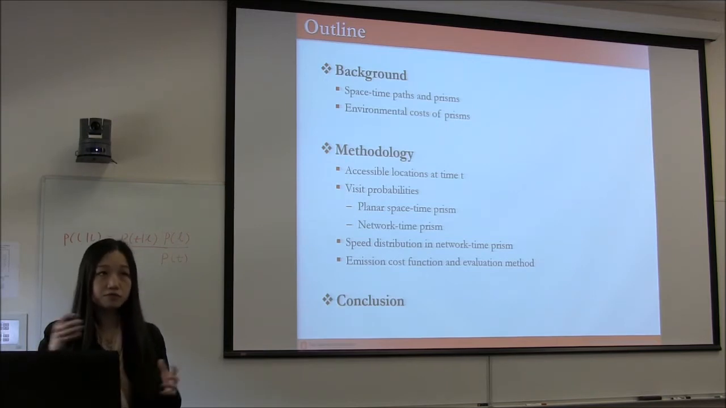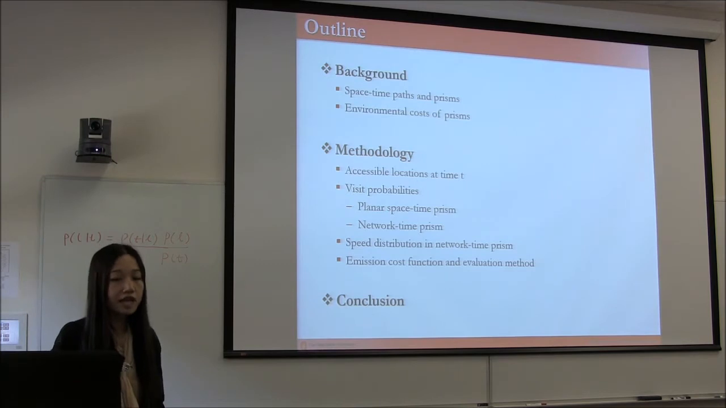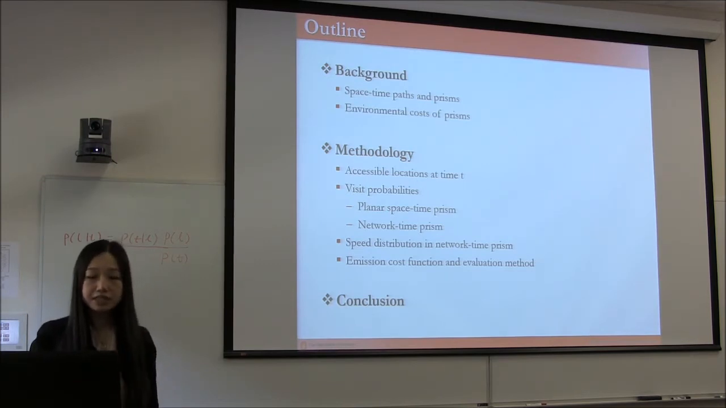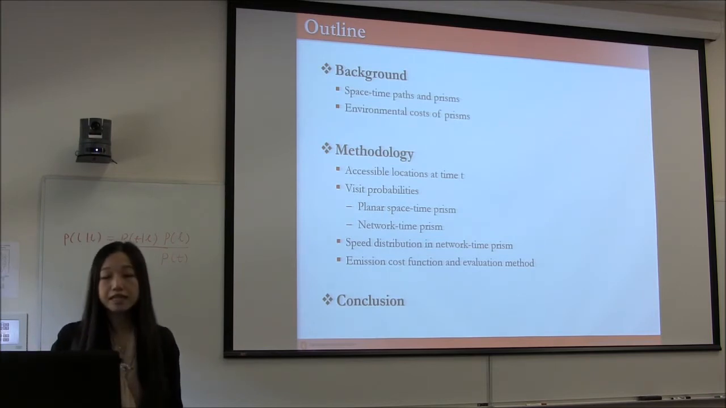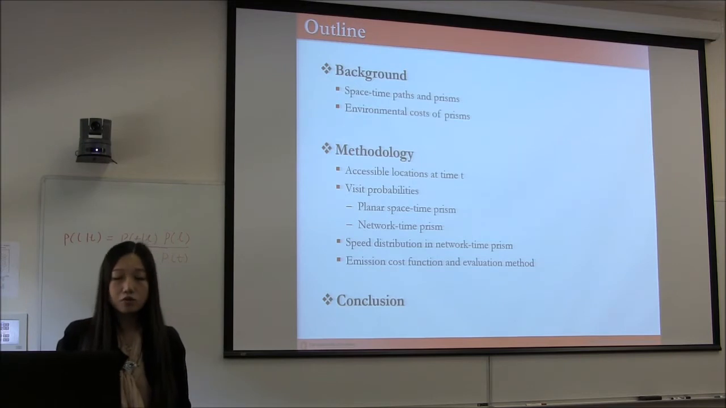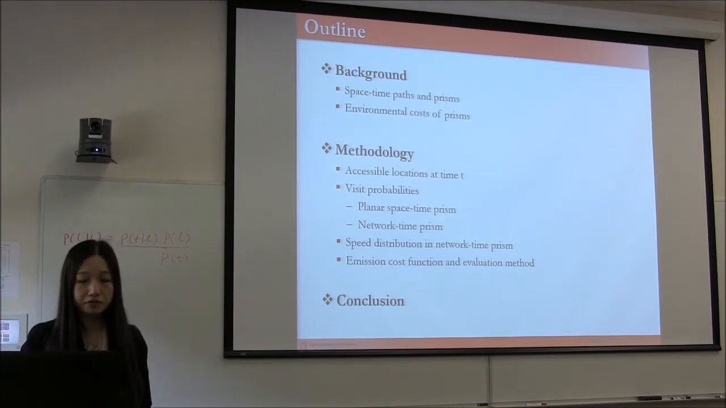What is the probability to visit those kinds of locations? And what is the distribution of speeds within the space-time prism? We're also going to introduce the emission cost functions and how we're going to evaluate our methods.